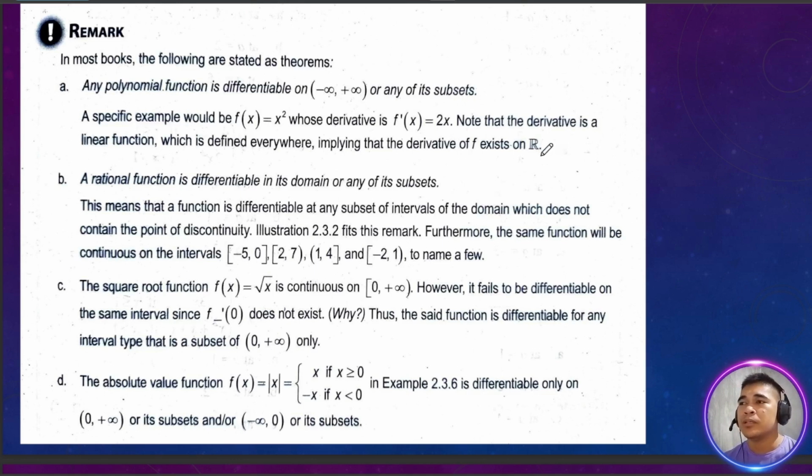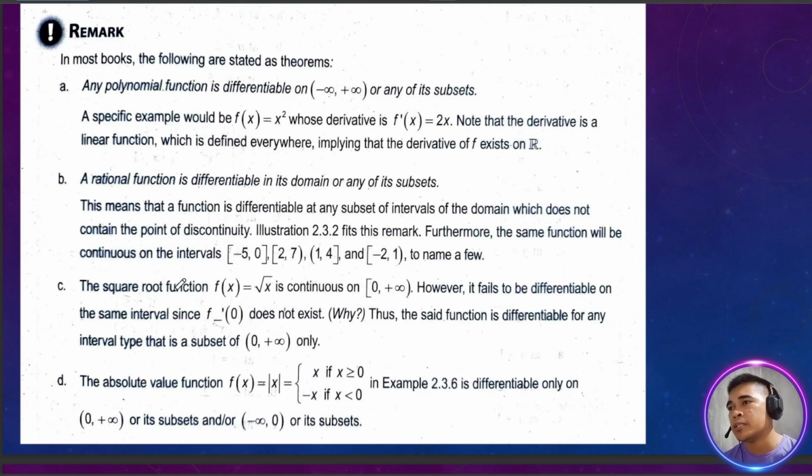Next, a rational function is differentiable in its domain or any subsets. This means that a function is differentiable on any subset of intervals of the domain which does not contain the point of discontinuity. Pwede siya differentiable basta way labot ang point of discontinuity. So the same function will be continuous in the interval negative 5, 0, for example, in our illustration 2.3.2, basta lang way labot ang point of discontinuity.